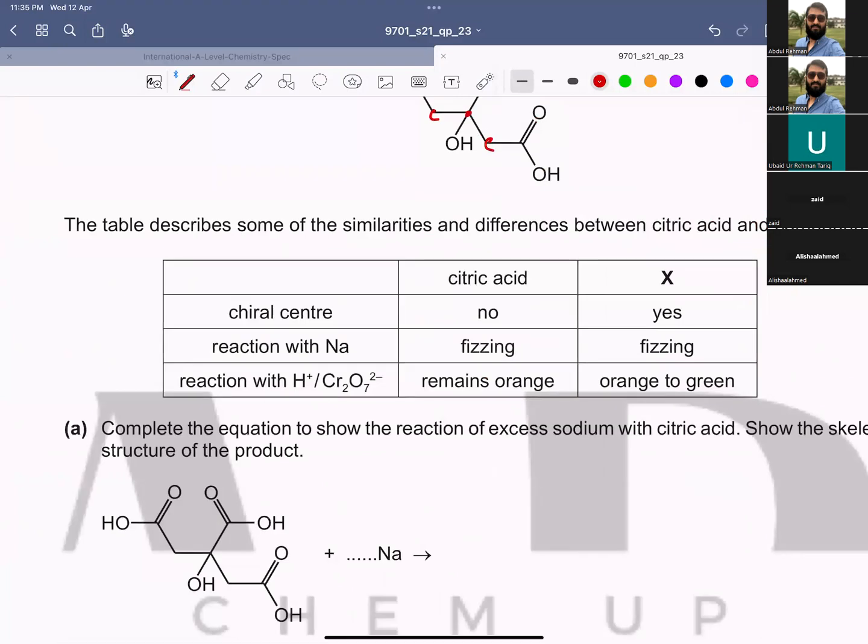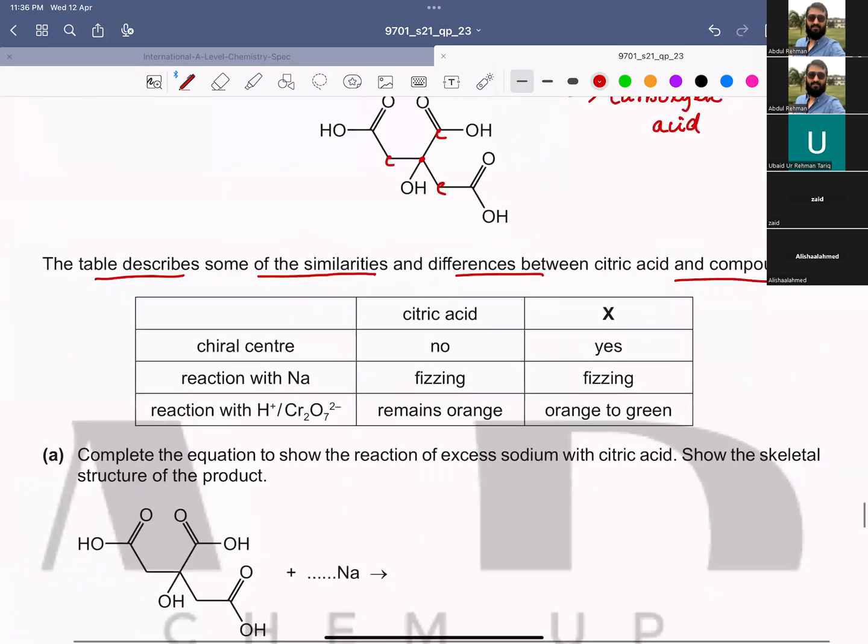Now, the table describes some of the similarities and differences between citric acid and compound X. Okay. Citric acid has no chiral center, but X has a chiral center.